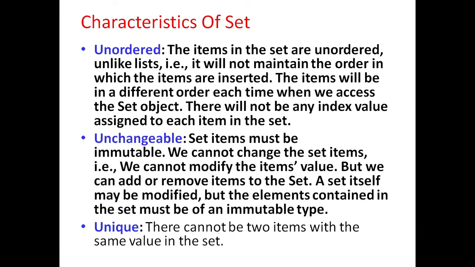Next is unchangeable. Set items must be immutable. We cannot change the set items, that is, we cannot modify an item's value, but we can add or remove items to the set. A set itself may be modified, but the elements contained in the set must be of an immutable type. Next is unique. There cannot be two items with the same value in the set.